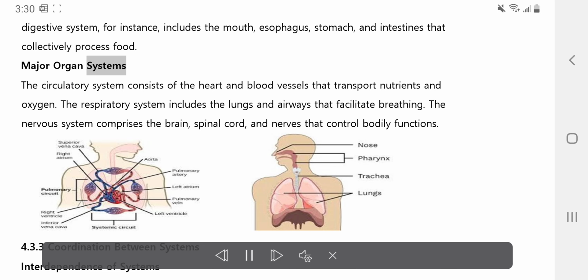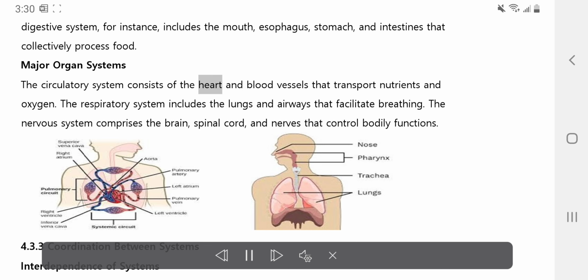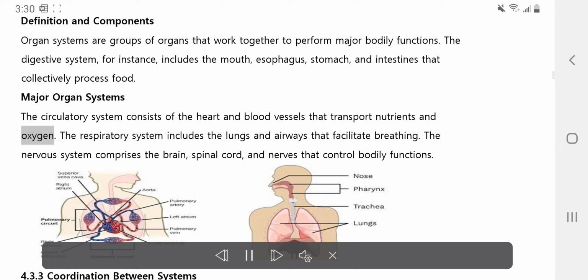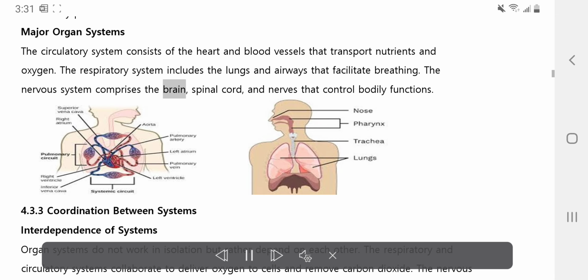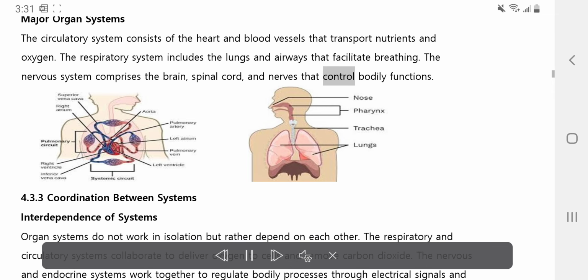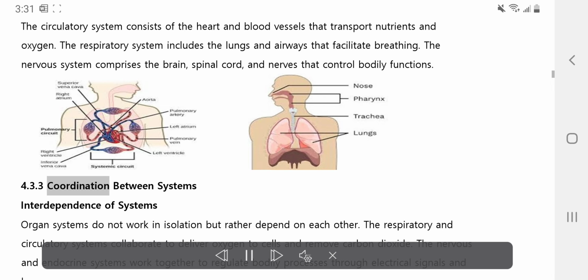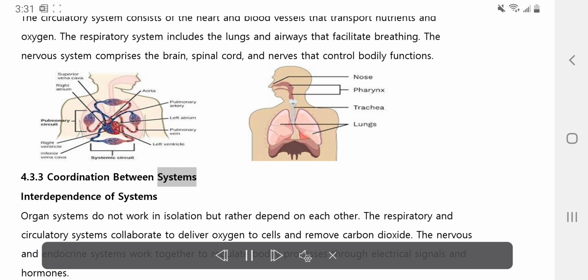Major organ systems. The circulatory system consists of the heart and blood vessels that transport nutrients and oxygen. The respiratory system includes the lungs and airways that facilitate breathing. The nervous system comprises the brain, spinal cord, and nerves that control bodily functions. For point 3.3 Coordination between systems.